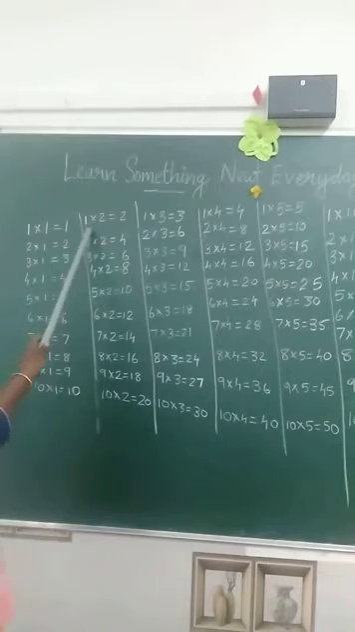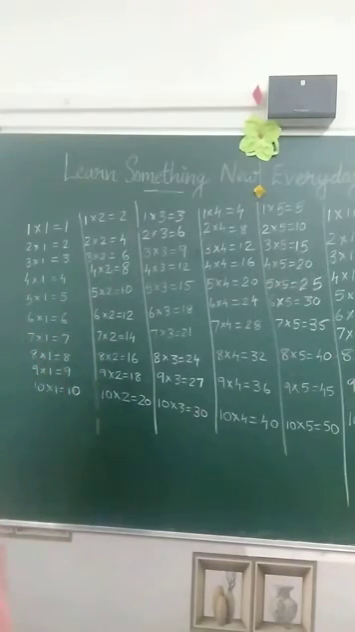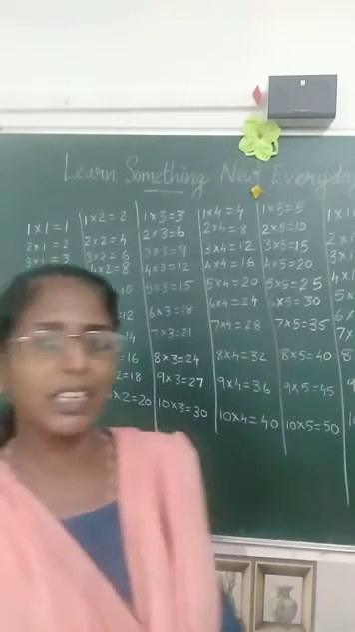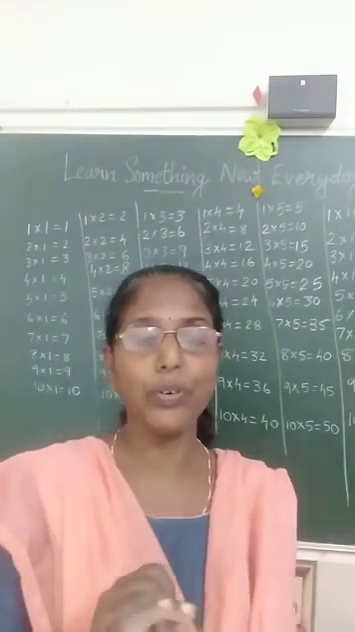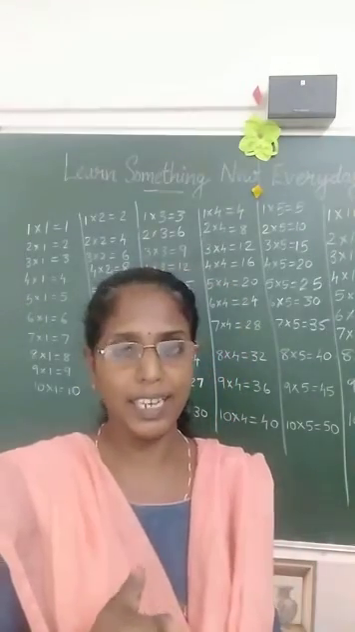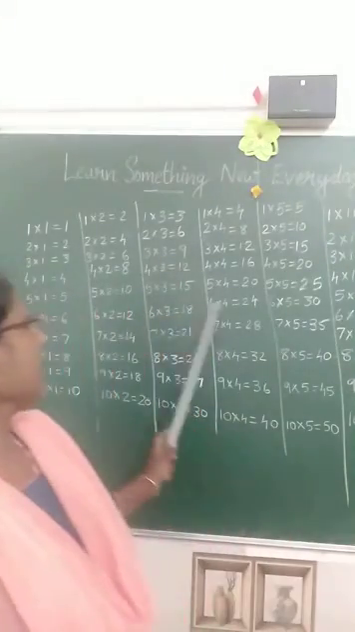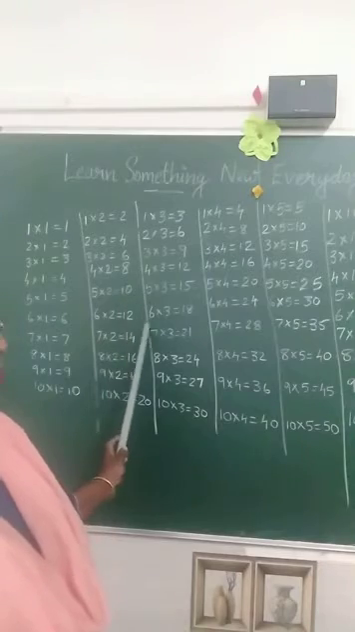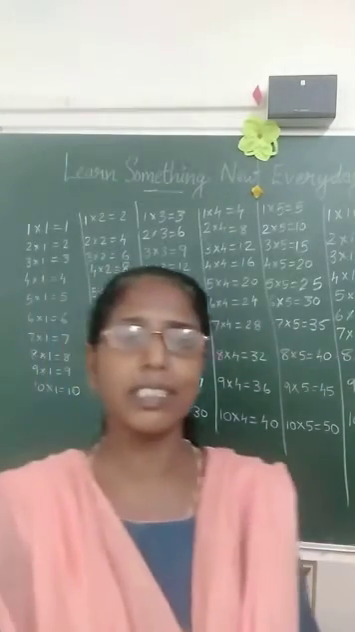When we multiply a number with 2, the answer is an even number. We learned even numbers. Which are even numbers? Say even numbers. Yes. 2, 4, 6, 8, and 10, 12, 14, 16. All these are even numbers.